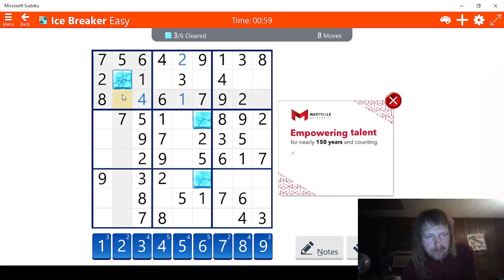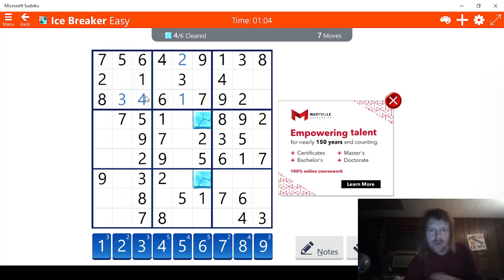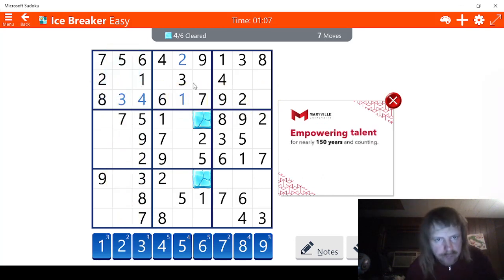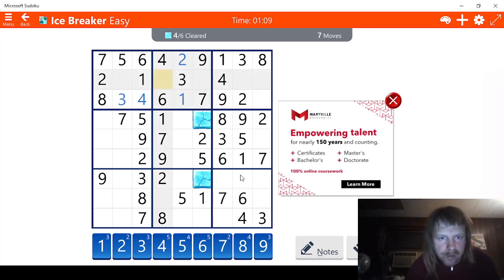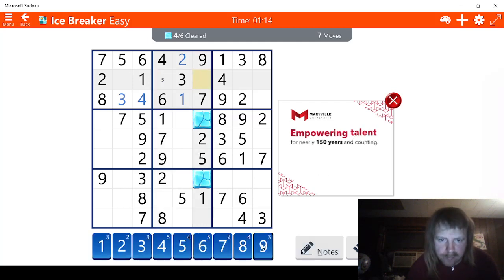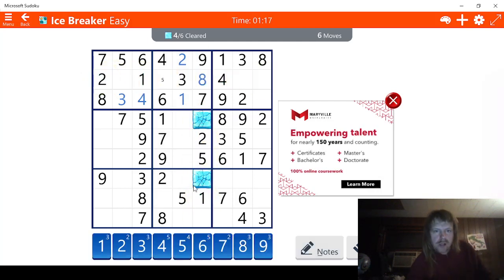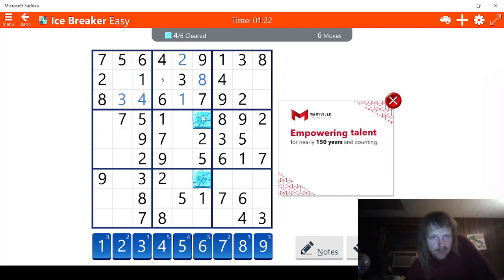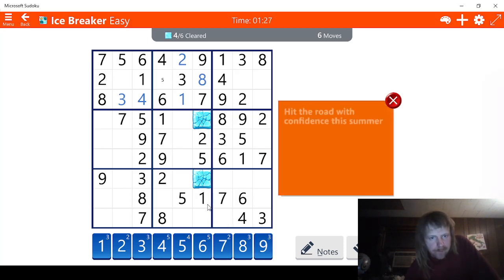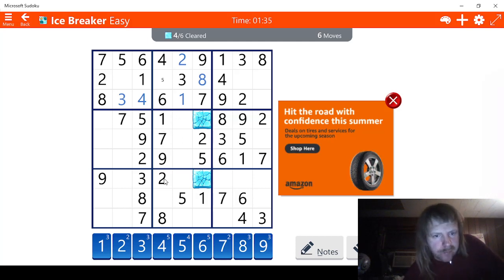This was, 3. Yeah. Okay, now. 5. This has to be a 5 right here. Notes mode 5. 6, 7, this has to be an 8. Okay, 1, 2, 3. 4. Well, we know this can't be a 4 right here. So there's 2 possibilities for 4. We might be better off solving something else.